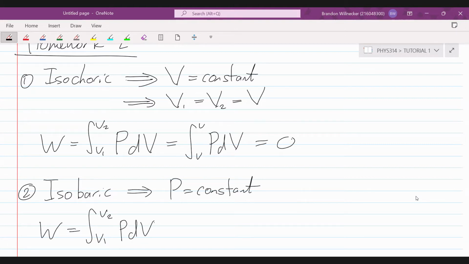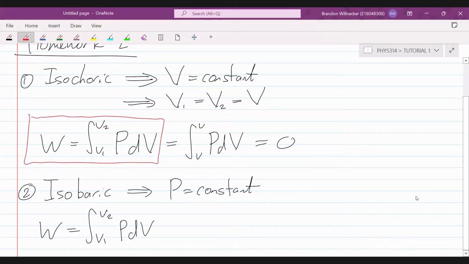Okay, so whenever you're finding the work done, you always start with this, and then you see what you can do from there. Maybe your dV needs to change. Maybe P is some function of V. You put all of that in afterwards and you see what you get. But what's in the red box, that's always your starting point.